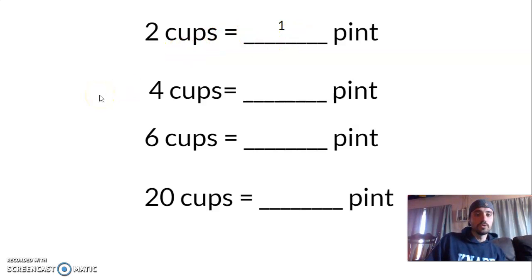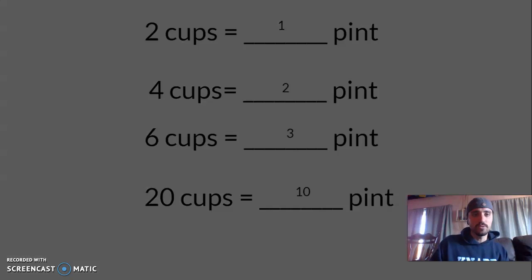4 cups equals, see if you can do it on your own, 2 pints. 6 cups equals, click it on your own, 3 pints. And 20 cups equals, well, let me remember, what was I doing to my cups number? Oh, it was divided by 2. Divided by 2 because 2 is my conversion number. So 20 cups equals, your turn, 10 pints. All right, moving on to the next one.